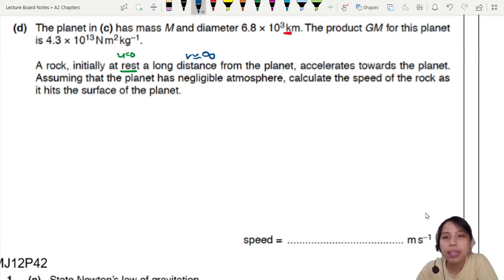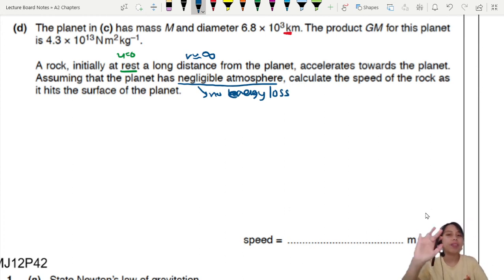A rock accelerates towards a planet thanks to gravitational force. Assuming the planet has negligible atmosphere means no heat loss, no energy loss due to friction or air resistance. Calculate the speed of the rock as it hits the surface of the planet.